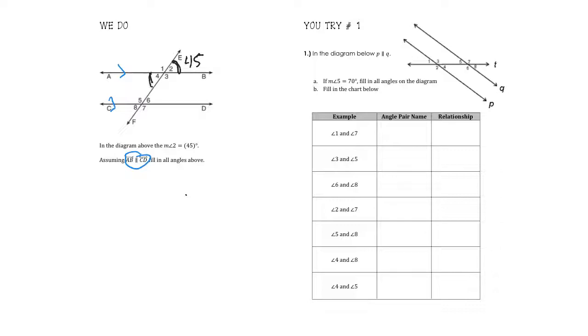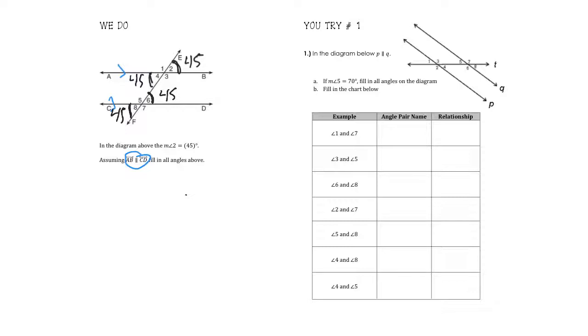So I know 2 and 4 are equal because they're vertical. And I know my corresponding angles are equal. So 2 is the top right-hand corner. If I look at these 4 angles, if they're parallel, the top right-hand corner is 6. That's my corresponding angle, and it's equal. And then angle 8 is vertical, so that's equal. So all these angles are 45 degrees. Super quick, really easy.